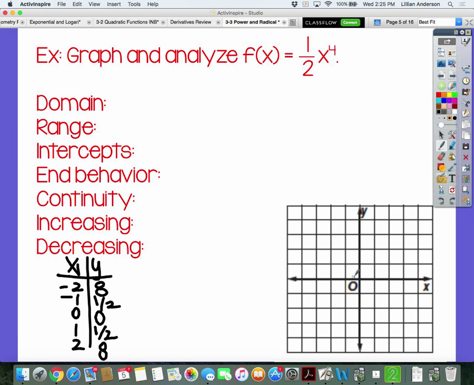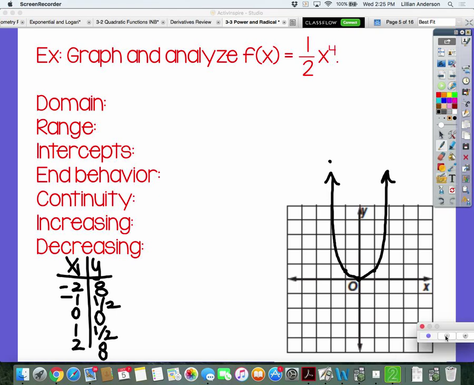We have negative 2, 8. I know 8's not on there if you count by ones. If you want to change the scale, by all means do you. Okay? But just know that's making a U. I'm not really going to change my scale. I just know that 8 is somewhere up here. Negative 1, 1/2. I'm in between 0 and 1. 0, 0. 1, 1/2. 2, 8. So this is basically making a nice old parabola type. Okay?